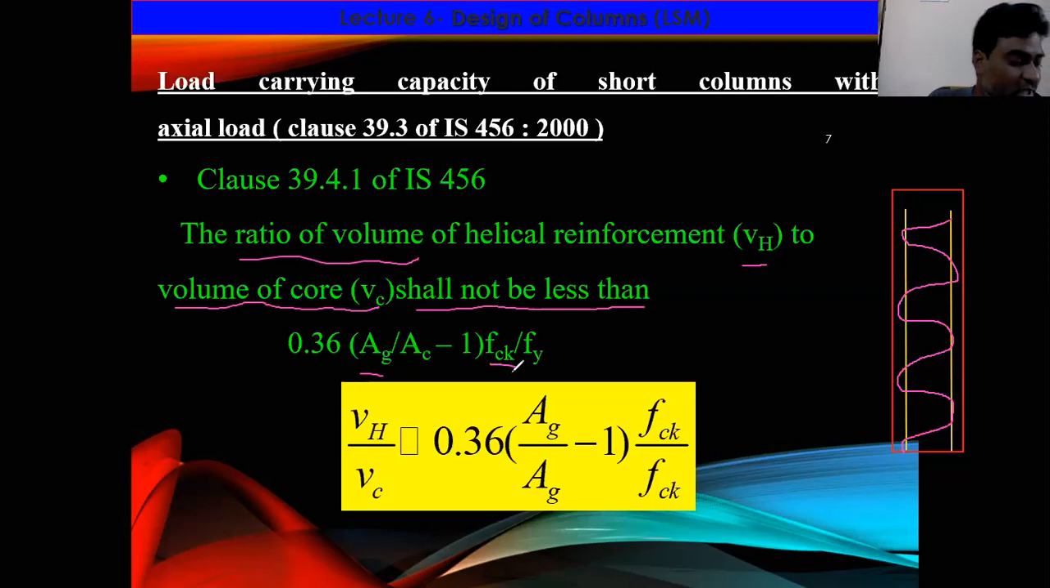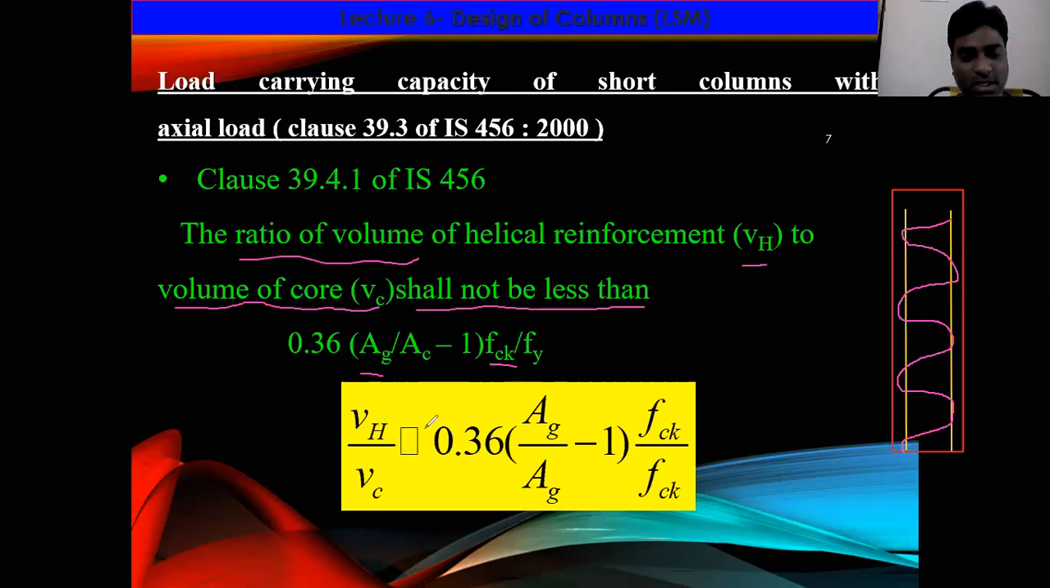39.4.1. It is clearly given that the compressive strength of a compression member with helical reinforcement satisfying the requirements of 39.4.1 shall be taken as 1.05 times the strength of a similar member with lateral ties. And the ratio of the volume of helical reinforcement to the volume of the core shall not be less than 0.36 (Ag by Ac minus 1) into fck by fy.